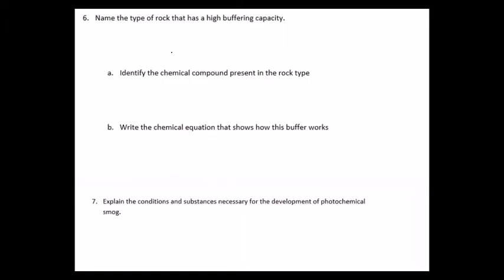Name the type of rock that has a high buffering capacity. That's limestone. So limestone is calcium carbonate. Need to know that. Identify the chemical compound present in this rock. Oh, that's calcium carbonate. And write a chemical equation that shows how the buffer works.